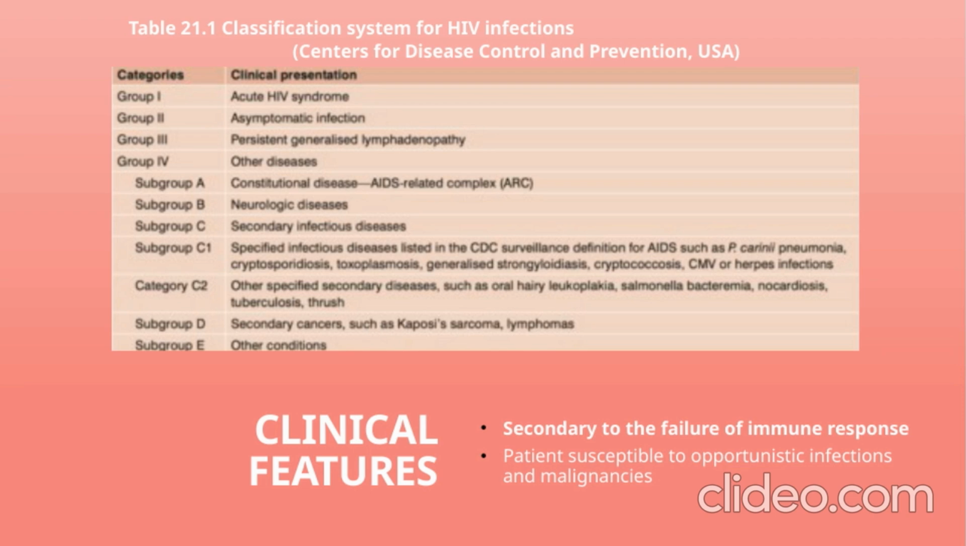Recognizing these features is crucial for diagnosis and management. It also highlights the importance of monitoring immune function in patients with HIV to prevent or treat these complications early. So, in essence, as HIV progresses, the immune system becomes weaker, and patients become vulnerable to a range of health issues that can significantly impact their overall health and prognosis.